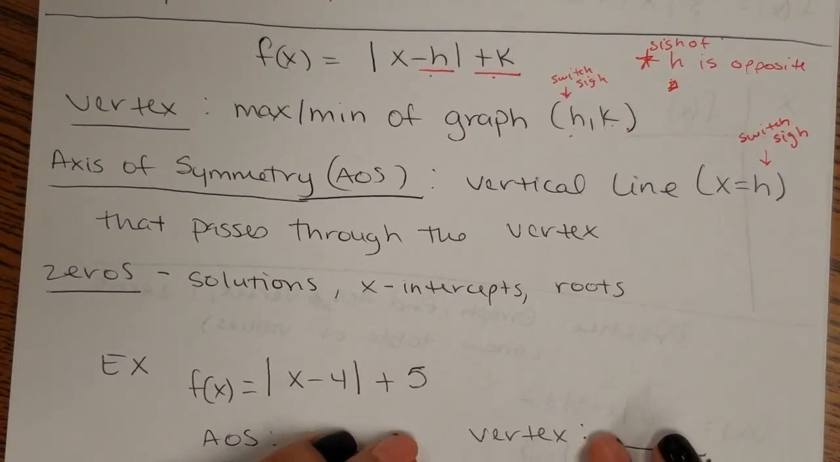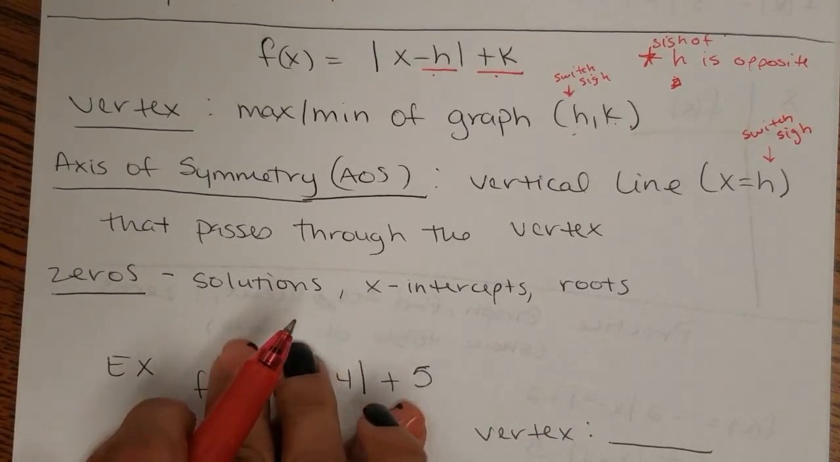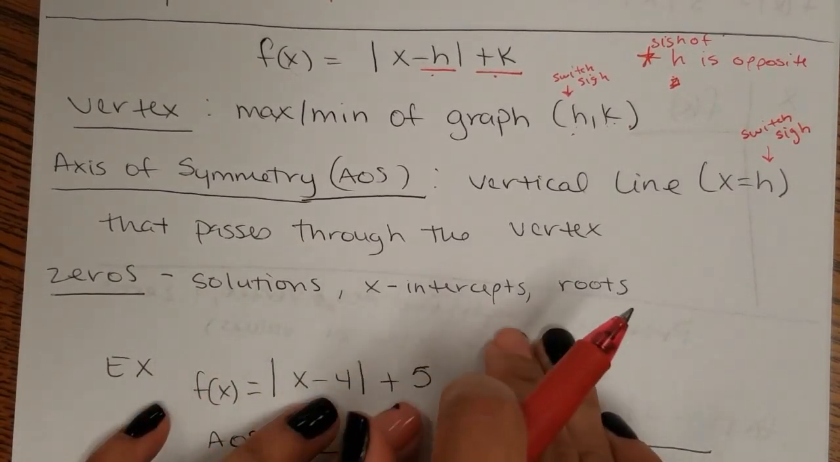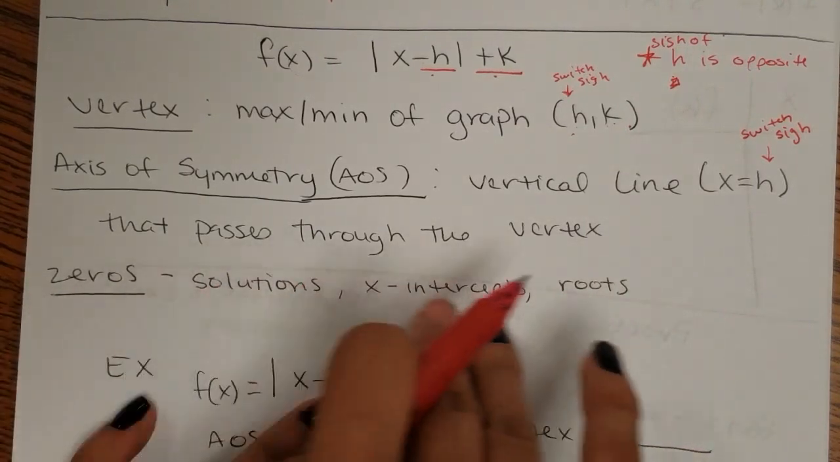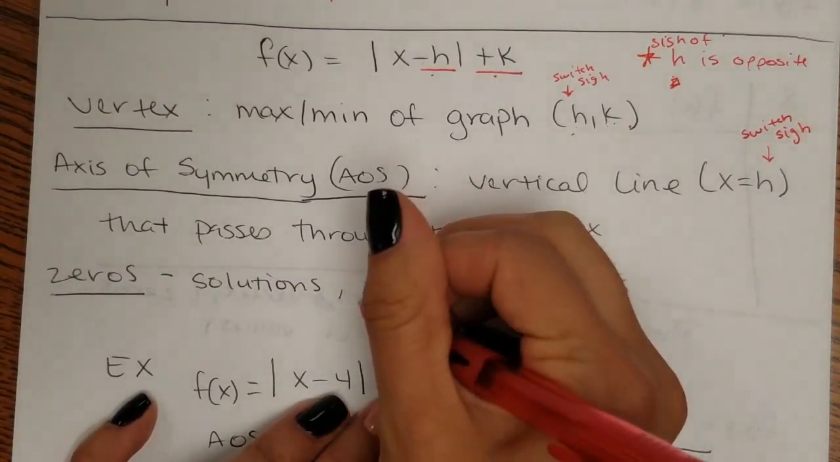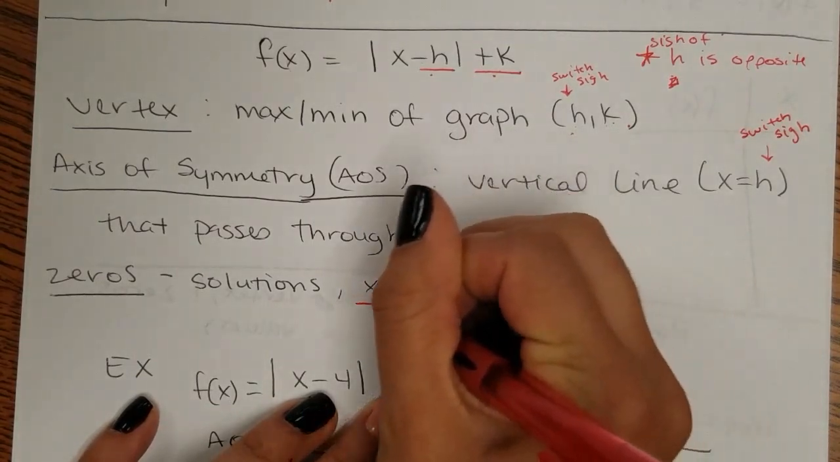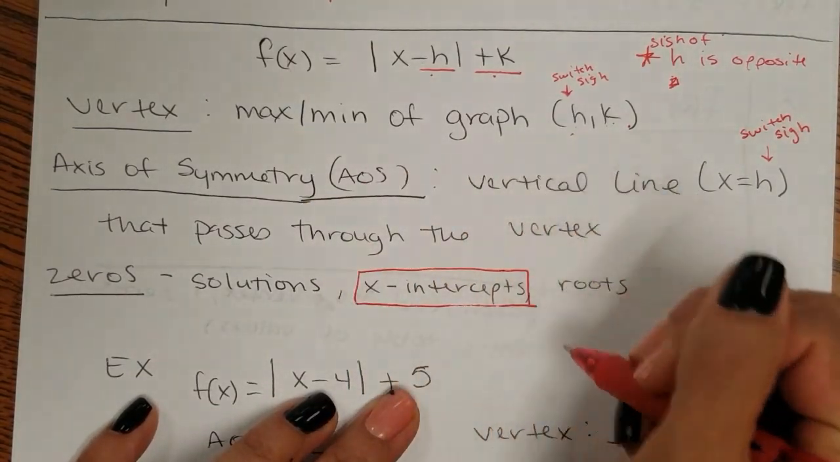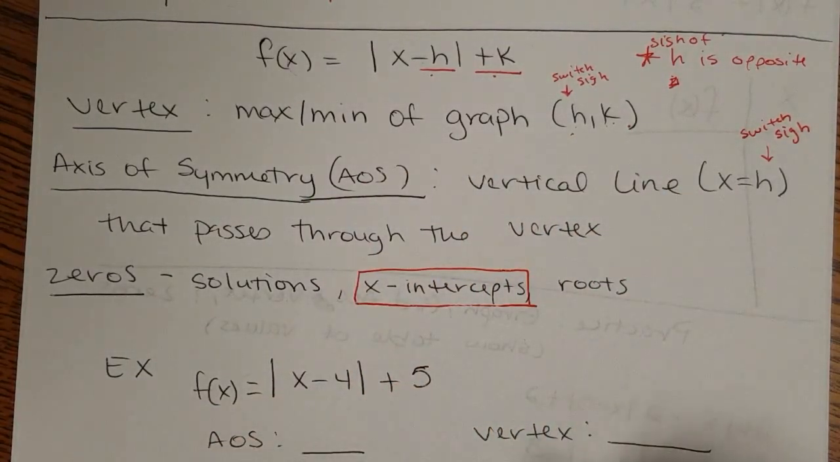Okay, the last thing that you need to know are your zeros. They're the same thing as solution, x-intercept, or roots. Okay, all of these terms are interchangeable. They mean the same thing. And the easiest way to think about it is as your x-intercept. So where does your graph cross the x-axis?